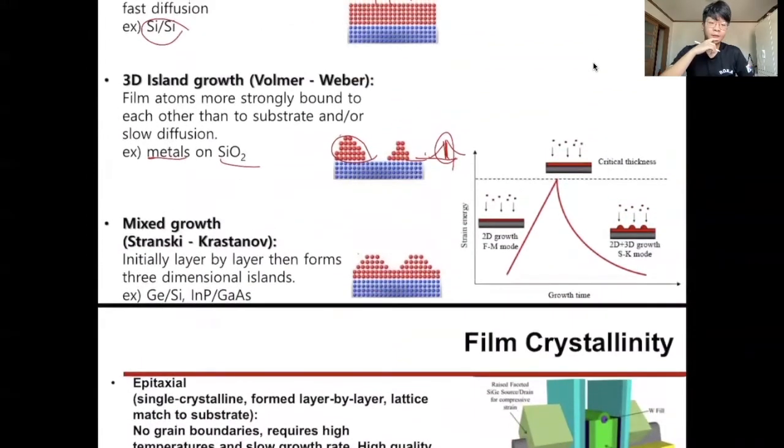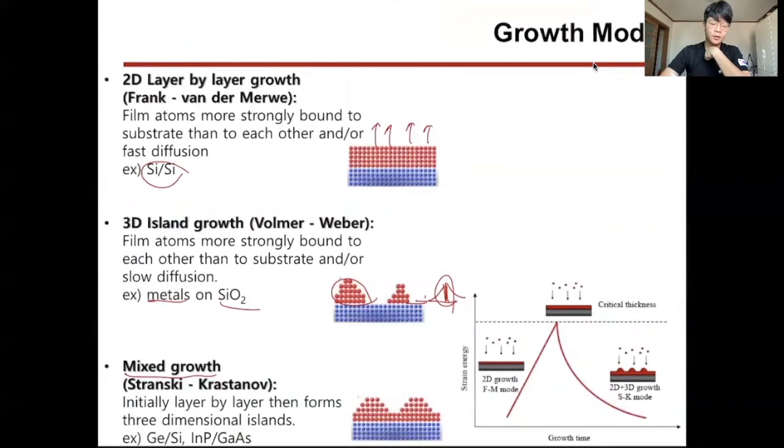And lastly, there is mixed growth. The mixed growth is a combination of these two ways, layer by layer and also 3D growth. First, there is 2D layer by layer growth. After some point, the 3D growth also happens.